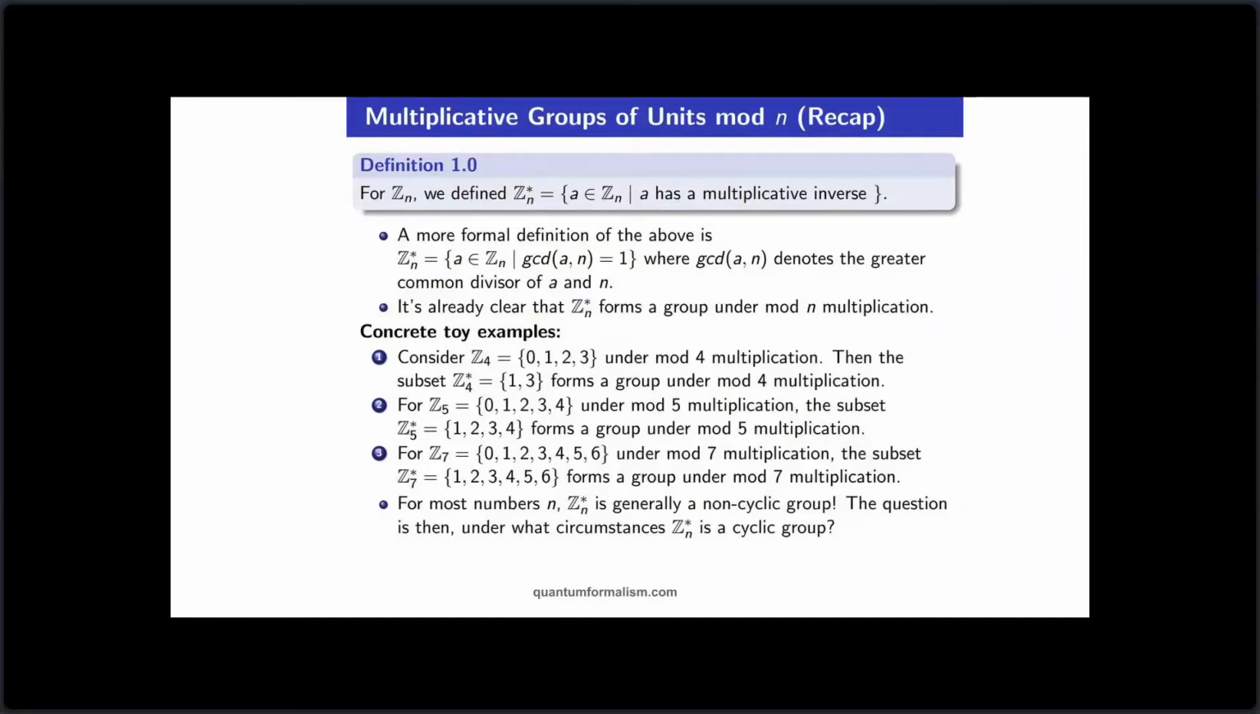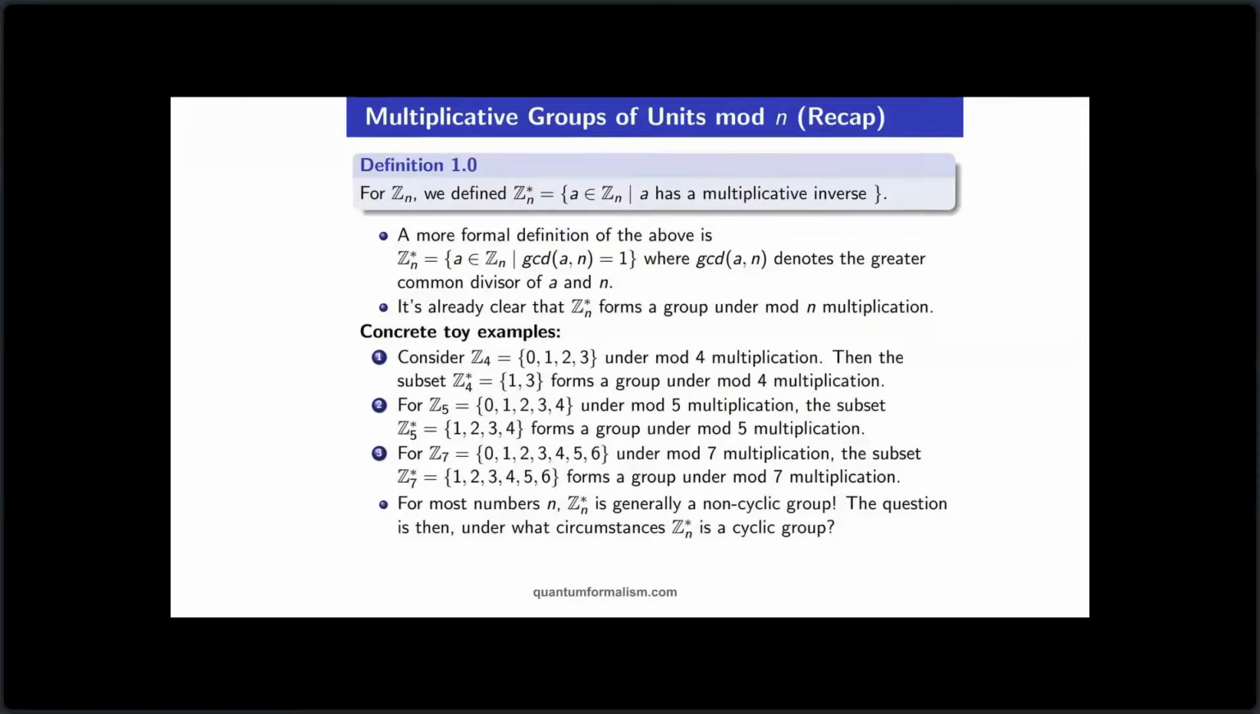In the last session, we defined Zn. We know what Zn is. We defined the multiplicative group Zn star to be the set of all elements in Zn that have a multiplicative inverse with respect to mod n multiplication, right? And I think we went through some toy examples with concrete numbers.